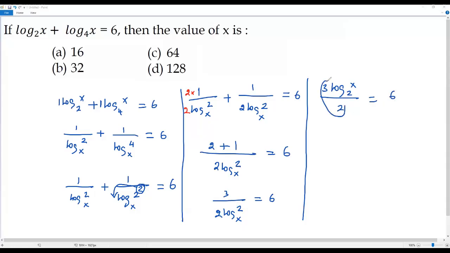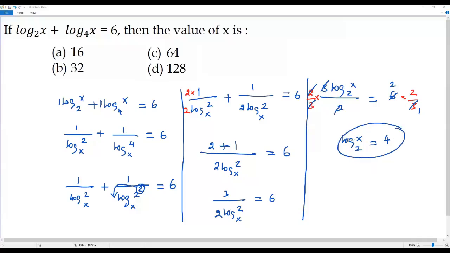To get rid of this 3 over 2, I multiply both sides of this equation by 2 over 3. When I multiply both sides of the equation by 2 over 3, this 3 will cancel, this 2 will cancel out, and 3 goes into 3 one time, 3 goes into 6 twice. So I get log x to the base 2 equals 2 times 2, which is 4, on the right side.